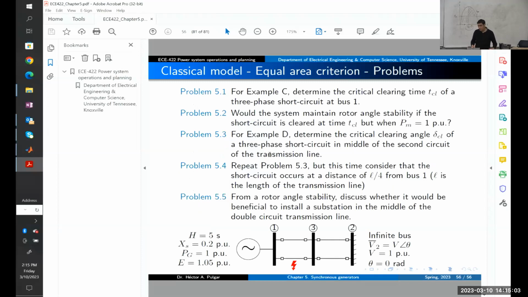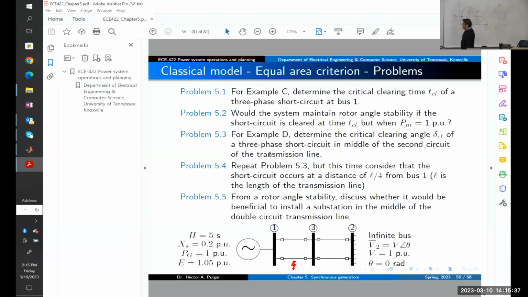So here I have a few examples. We're going to work on this, but you're going to work on whatever example we don't finish today. And you have 5 problems here. I'm going to explain the last one because this is new. Problems 5.1 and 5.2 are related to example C. Problems 5.3 and 5.4 are example B. You know those. But problem 5.5 is this situation.